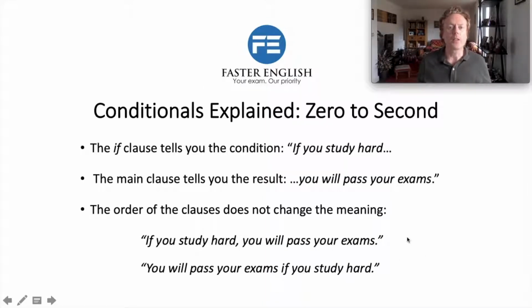Okay, so conditionals explained, 0 to second. Very quickly, they have 2 parts. The if clause tells you the condition. Example, if you study hard. The main clause tells you the result. You will pass your exams. So we have 2 parts. If you study hard, you will pass your exams. That's a conditional sentence. That's a complex structure.